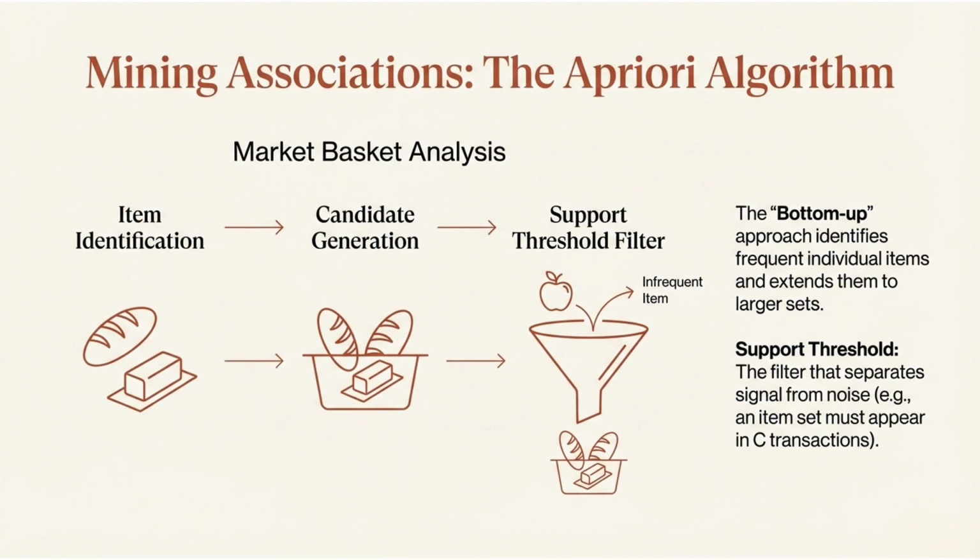The a priori algorithm is used in market basket analysis. It starts by identifying frequent individual items in transaction data. Then it generates larger candidate item sets step by step.